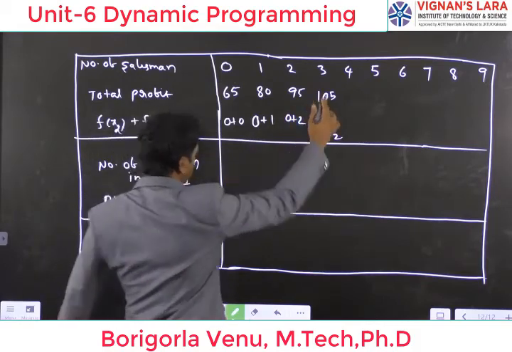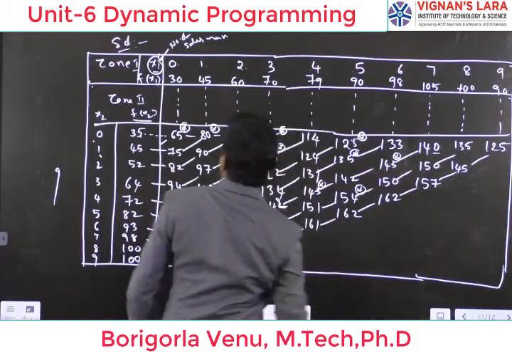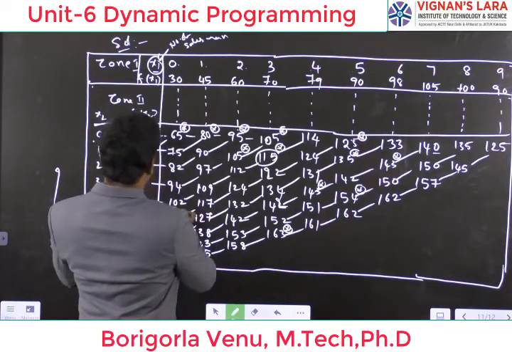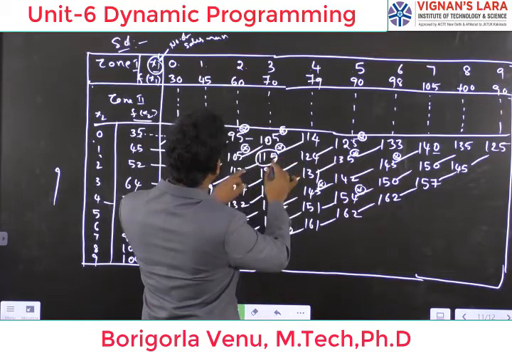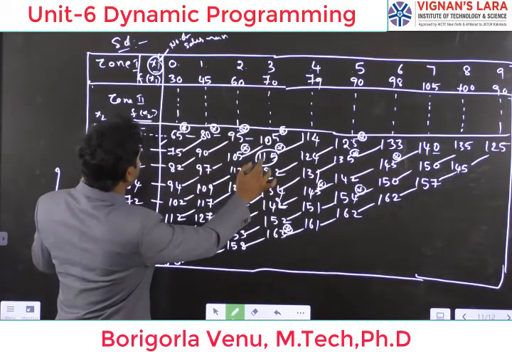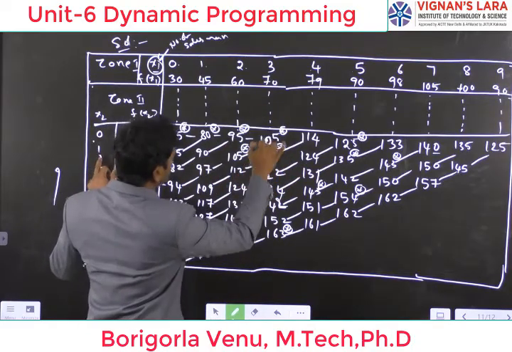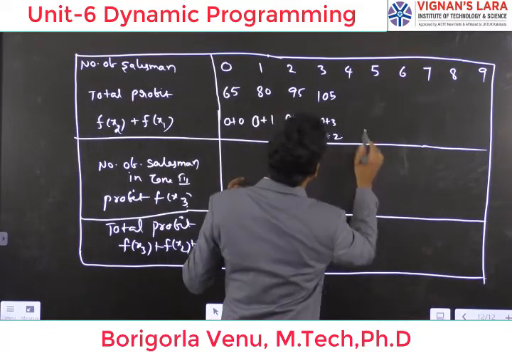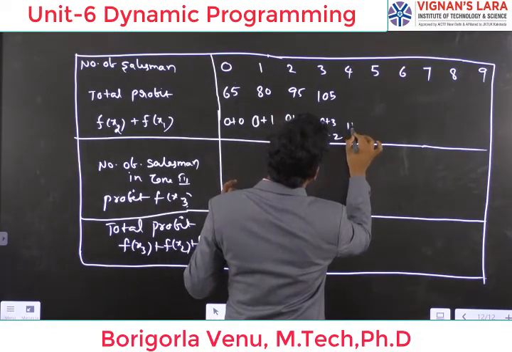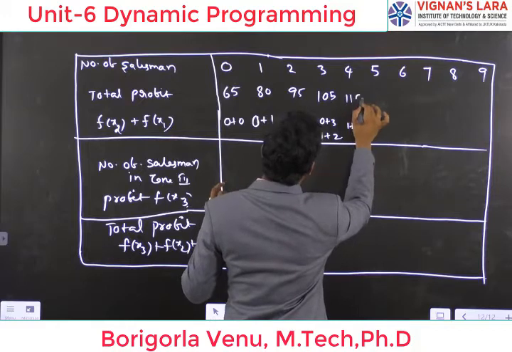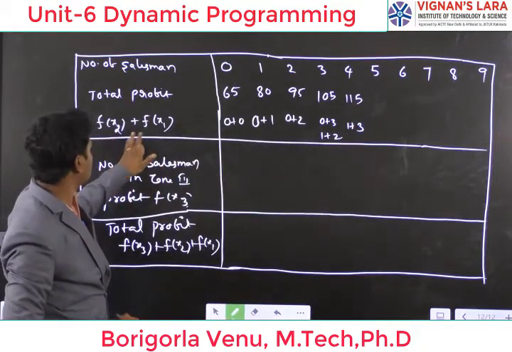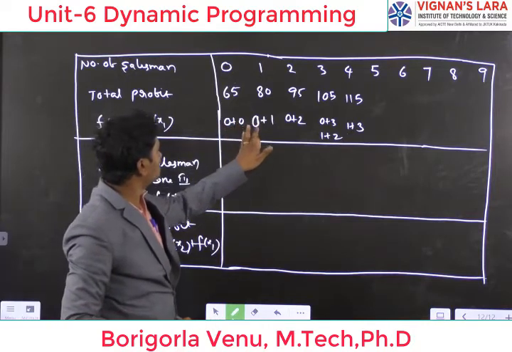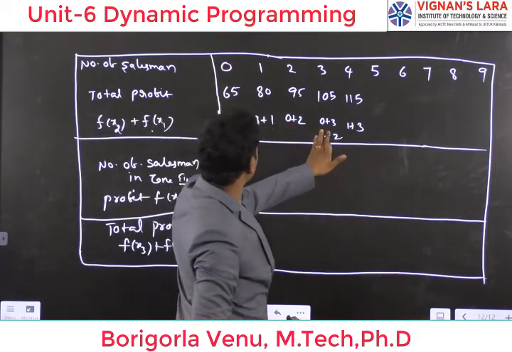Next, coming to the fourth salesman, in this fourth route, 115 is the maximum. We obtain 115 at salesman 1 plus 3. Why have we taken 1 first? Here we are taking f of 2, meaning zone 2 is taken first, then zone 1. Zone 2, zone 1, like that we have to take.